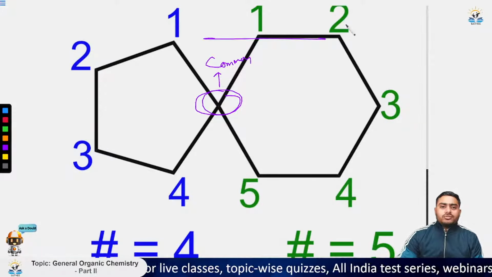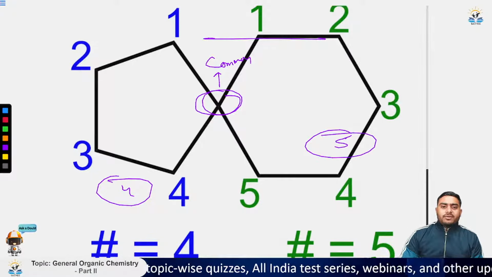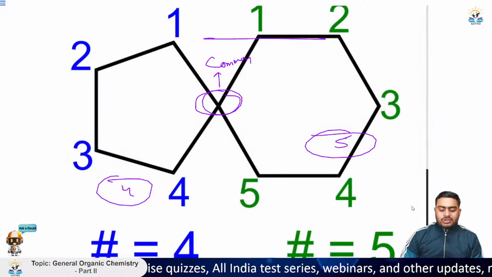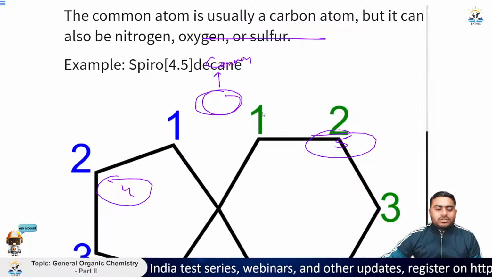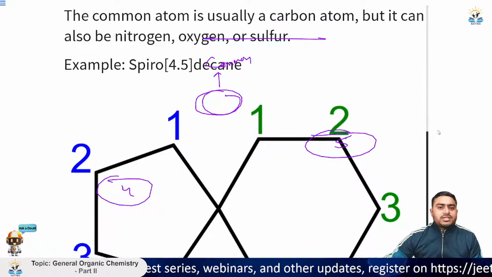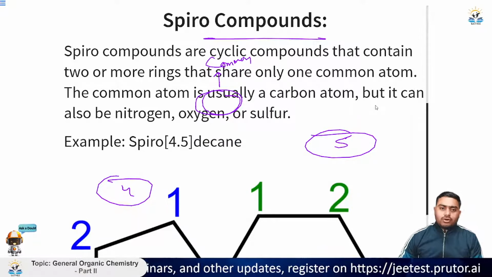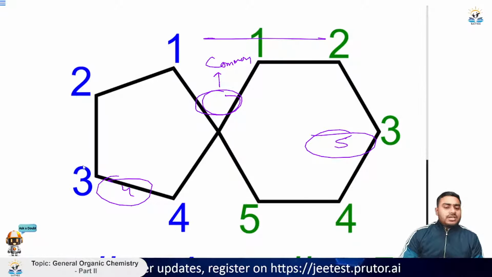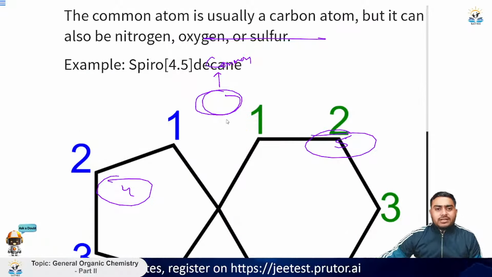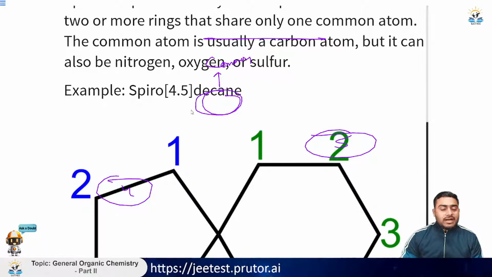1 2 3 4, 1 2 3 4 5, like this. So you can see in this ring 4 atoms, in this ring 5 atoms are there. So what should be the name of this one? This one is spiro. How can you write it? Spiro[4.5]decane. Total 10: if you count, 1 2 3 4 5 plus 4 plus 1 is 10, so decane and 4.5. You have to use brackets as well: spiro square bracket 4.5 decane.